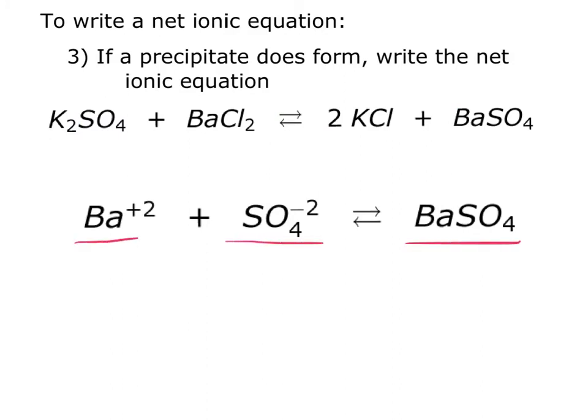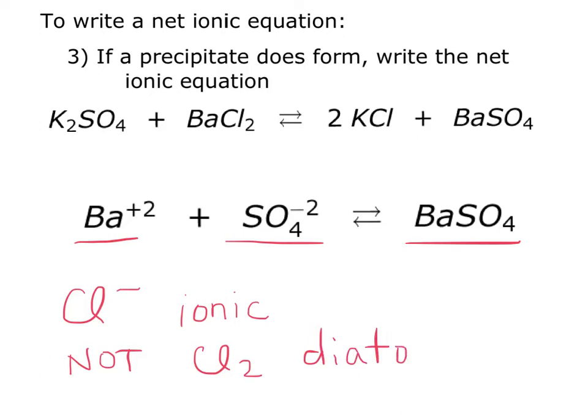One note real quick is that something like Cl will always be Cl minus. It'll be ionic. We're looking for things that dissolve in water. It will not be Cl2, which is diatomic, because we're talking about chlorine dissolved in water like sodium chloride, not chlorine gas.